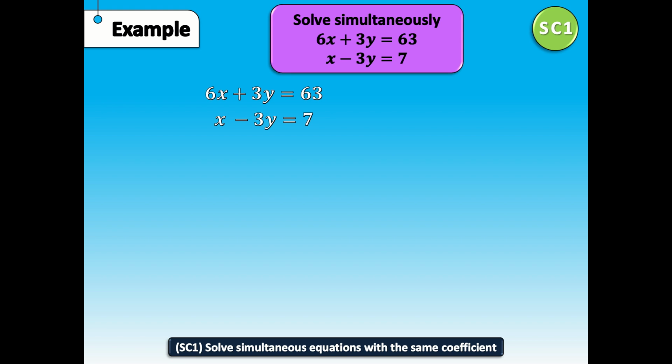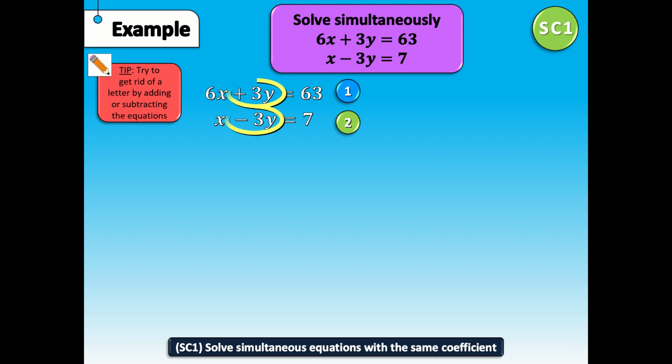Here's another one. Again, in this one, I can label my equations 1 and 2. And then I need to think whether I'm going to add them together or subtract them. Now here, they're both 3y, but one of them is positive 3y and one of them is negative 3y. So because the signs are different, I need to add them together.